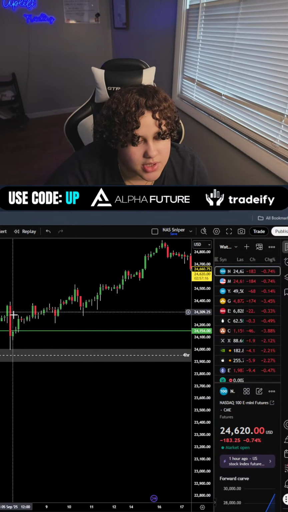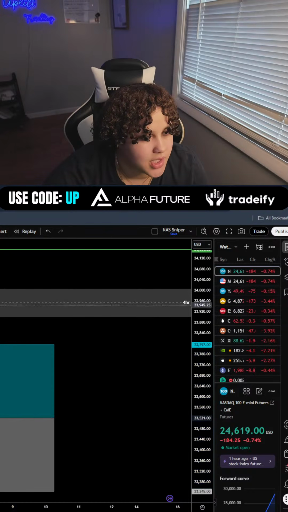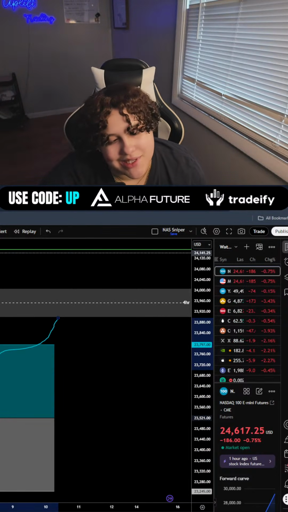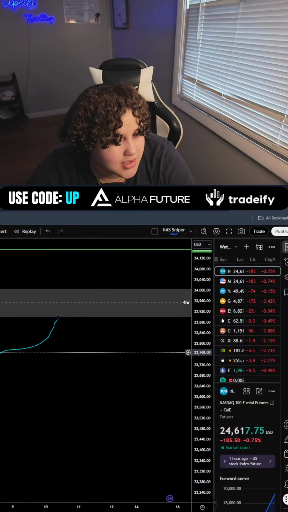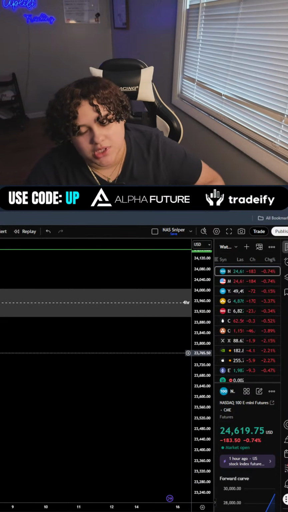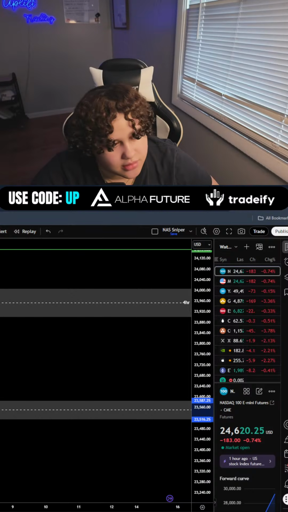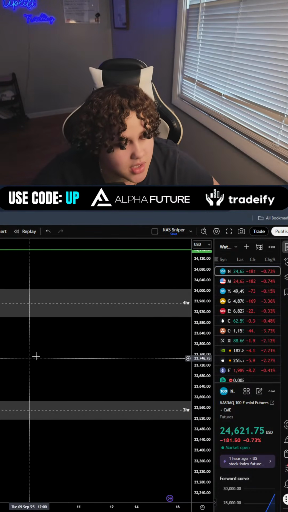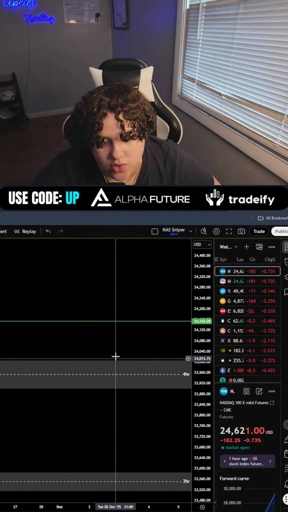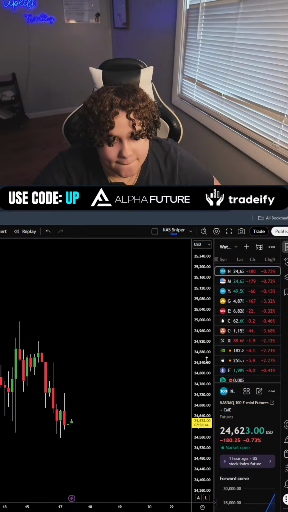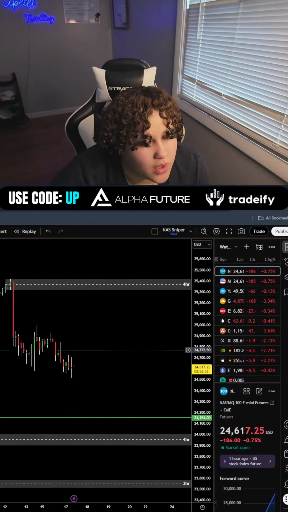Another way I use VWAP is as a target sometimes. Let's just say I'm in a long and VWAP is up here somehow. I'd say VWAP could be a good target. But what I don't do is use VWAP to know what direction I should trade in. I know some people use it that way. If we're below VWAP, then they're looking for shorts. I don't really trade it that way. There's nothing wrong with it. I just trust the zones more than VWAP by itself.